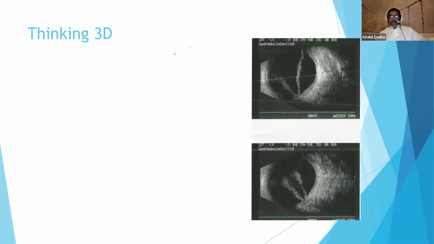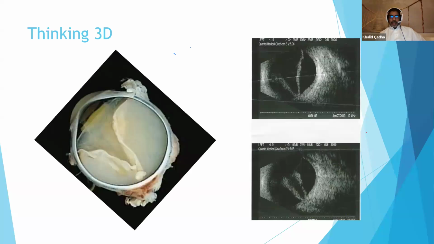As an example, this is an image of a total open RD. This is how we see it, and this is how it looks in real life. I mean, like the real eye. This is a total open shape RD. As you see here, from the optic nerve area up to the ora serrata. The same here with the loop. The same from the other side also.